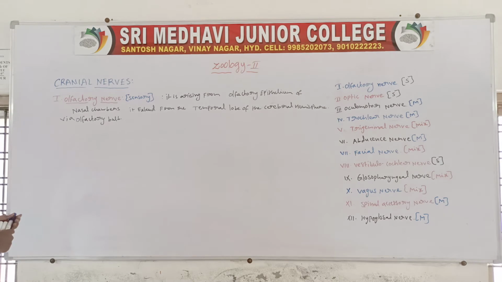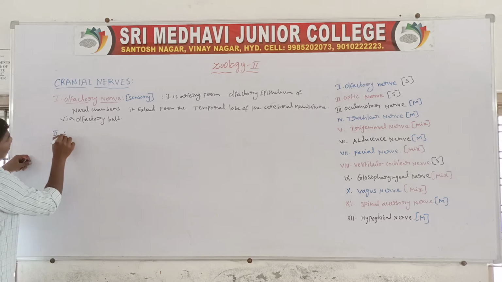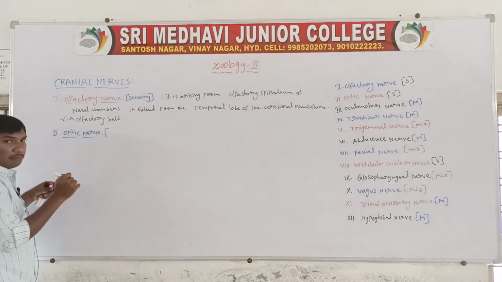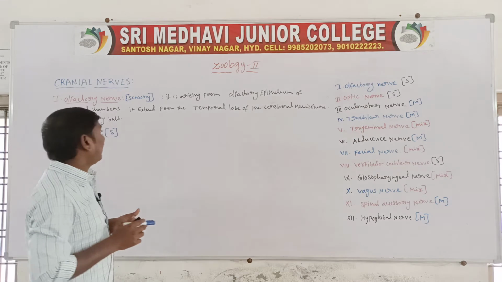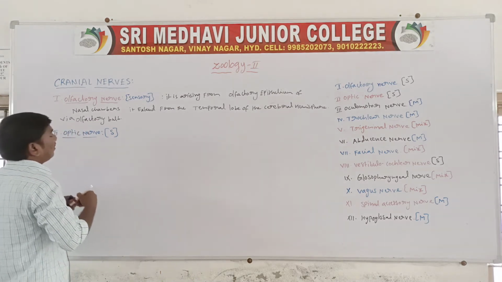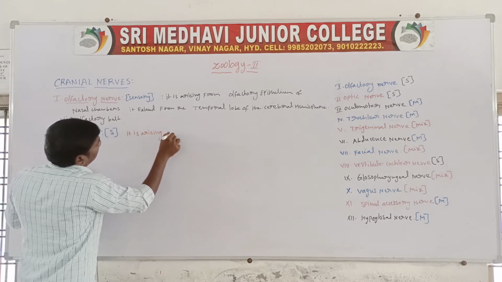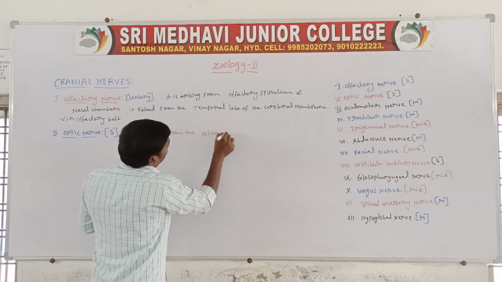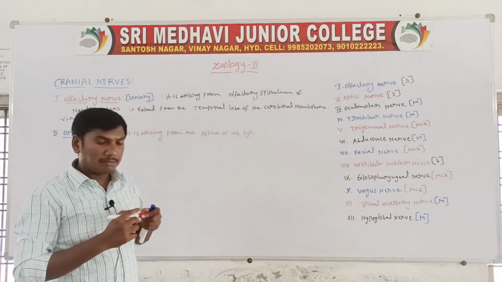Next one, the second one, the optic nerve. The optic nerve is also a sensory nerve. It is arising from the retina of the eyeball.